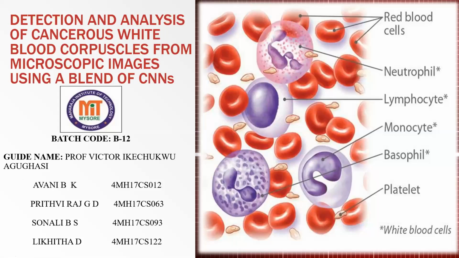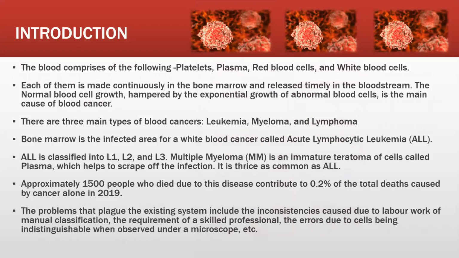Our project topic is detection and analysis of cancerous white blood cells from microscopic images using a blend of CNN. Our batch code is B12. We are doing this under the guidance of Professor Victor and reviewed by Professor Divya HN and Dr. Lokesh MR. My teammates are Prithvi GD, Sonali B S, and Likhitha D. I'm going to introduce and tell the motivation of our project.